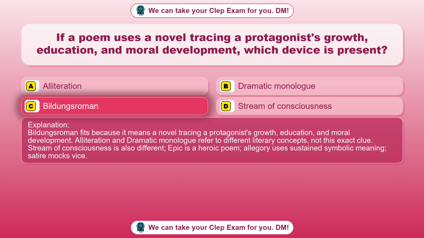Bildungsroman fits because it means a novel tracing a protagonist's growth, education, and moral development. Alliteration and dramatic monologue refer to different literary concepts, not this exact clue. Stream of consciousness is also different, epic is a heroic poem, allegory uses sustained symbolic meaning, satire mocks vice.